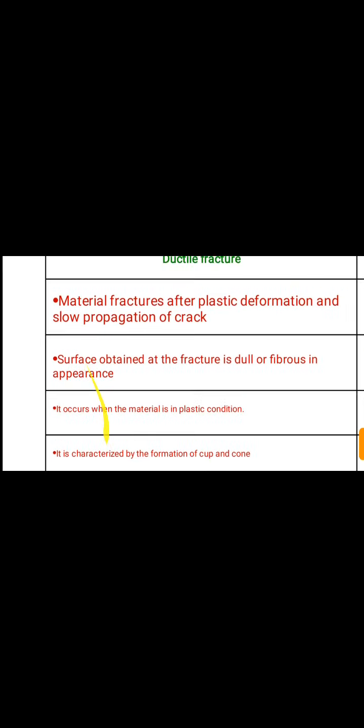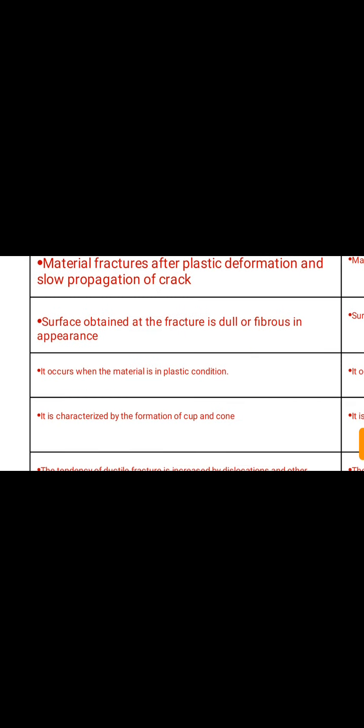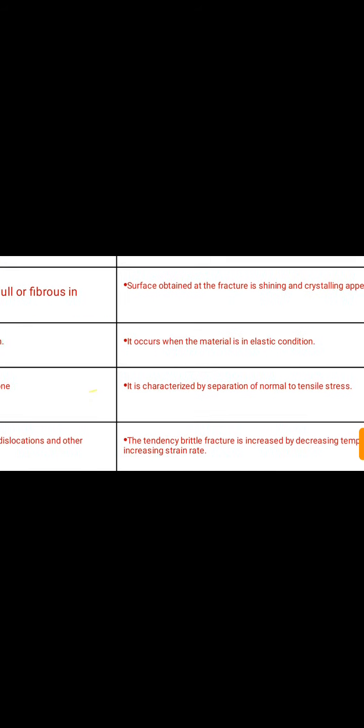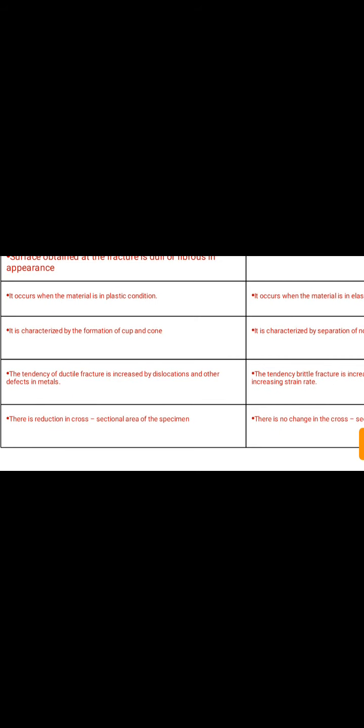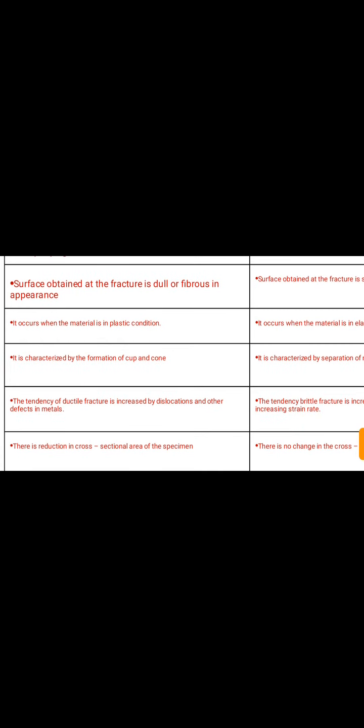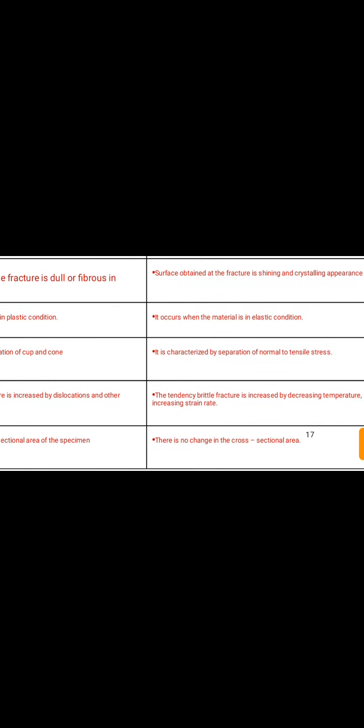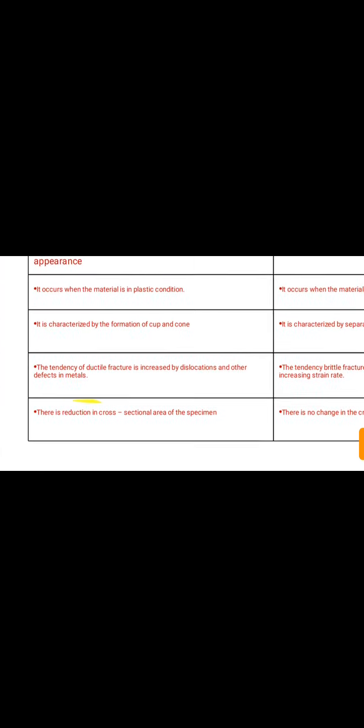Ductile fracture occurs when a material is in plastic condition. Ductile fractures always occur in plastic condition only. You all know that. Brittle fracture occurs when the material is in elastic condition, because brittle fracture occurs before the elastic limit itself. After the elastic limit, the material goes into the plastic condition. You all know that. Ductile fracture is characterized by the formation of cup and cone. When necking occurs, it forms a cup and cone. Here, no such formation occurs.